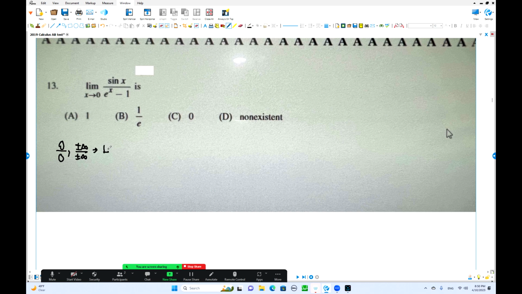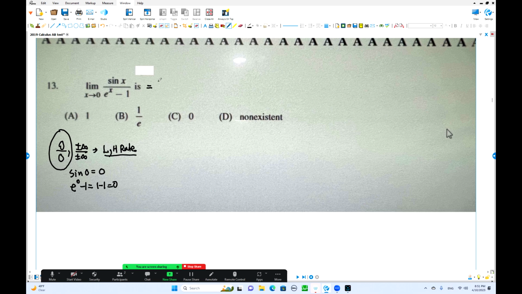Use L'Hopital's rule, okay? Put the number 0 there. Sine 0, the numerator, is 0. Denominator, e to the 0 minus 1. E to the 0 is 1, minus 1, that is 0. This is 0 over 0. Now we use L'Hopital's rule, okay?